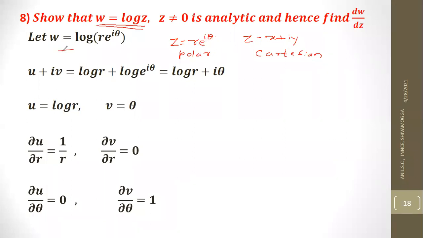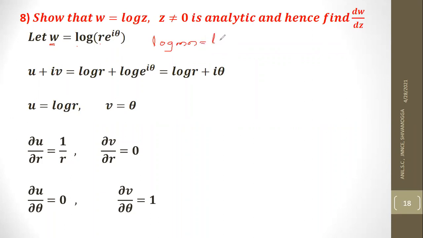We solve this problem in polar form. That's why I have substituted z is equal to r into e power i theta. W is f of z and f of z is u plus iv. This is equal to, clearly this takes log m into n form. And what is the expansion of log m into n?